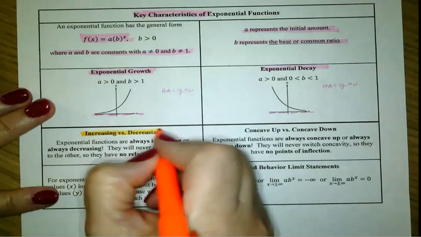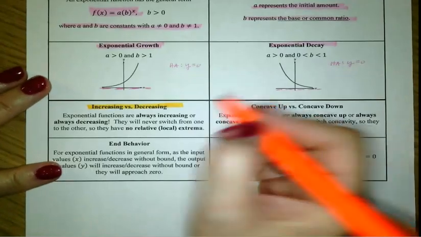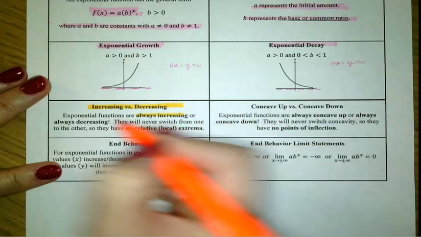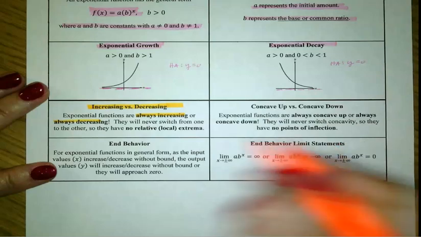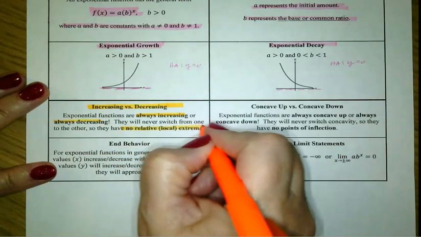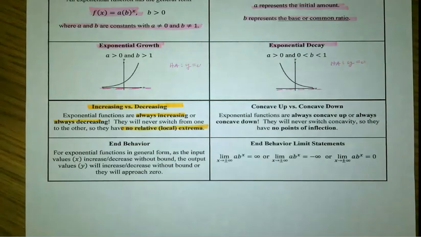So what we know about exponential functions is that exponential functions always increase or always decrease. They never switch from increasing to decreasing. They never have both within the function, which means that this function has no relative extrema.